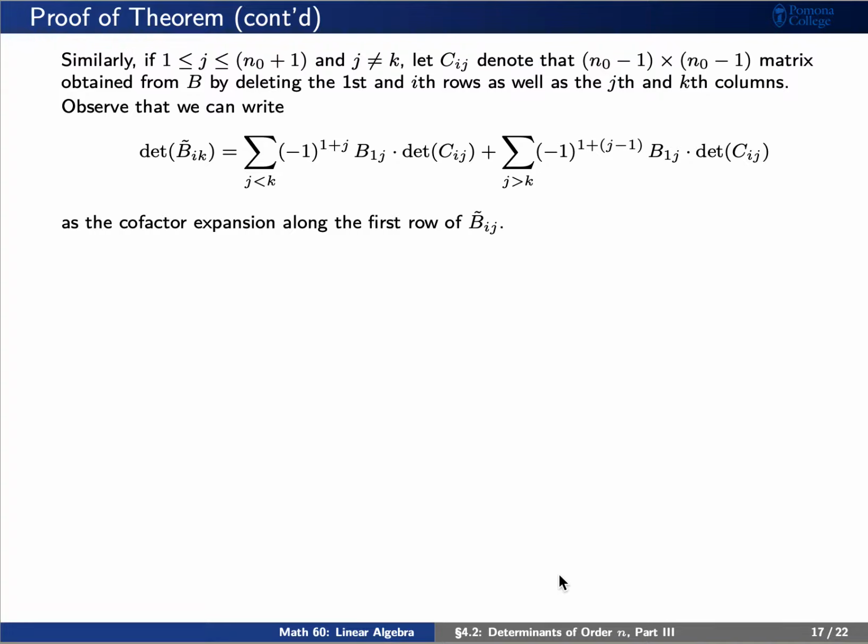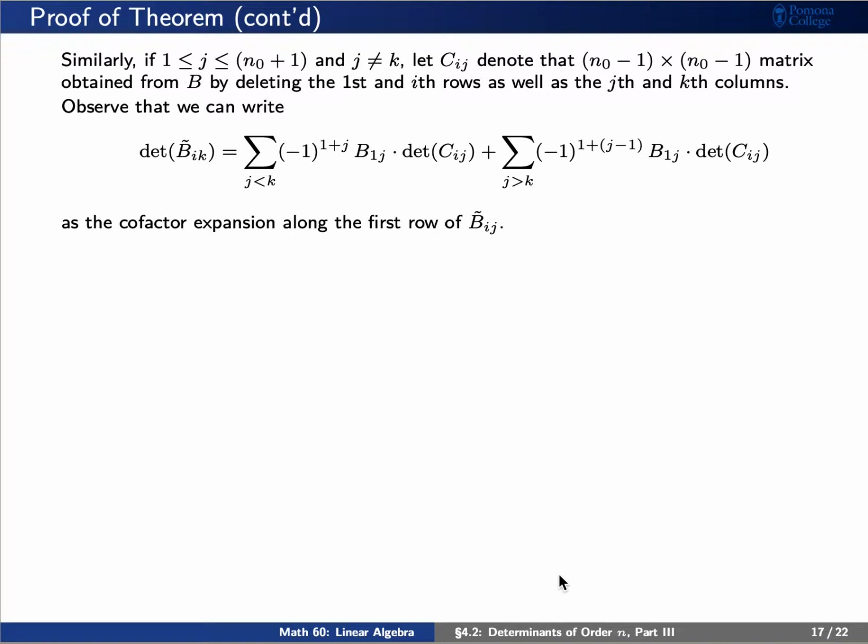Now we can compute the determinant of this matrix, but we want to be a little bit careful as to what we're doing. If we go back to the definition of the determinant, we have an expansion along the first row. Now let's stare at what's happening. Let's say that we want to compute the determinant of B_ik tilde. Remember that this is what we get by deleting the ith row and kth column of B_i tilde.